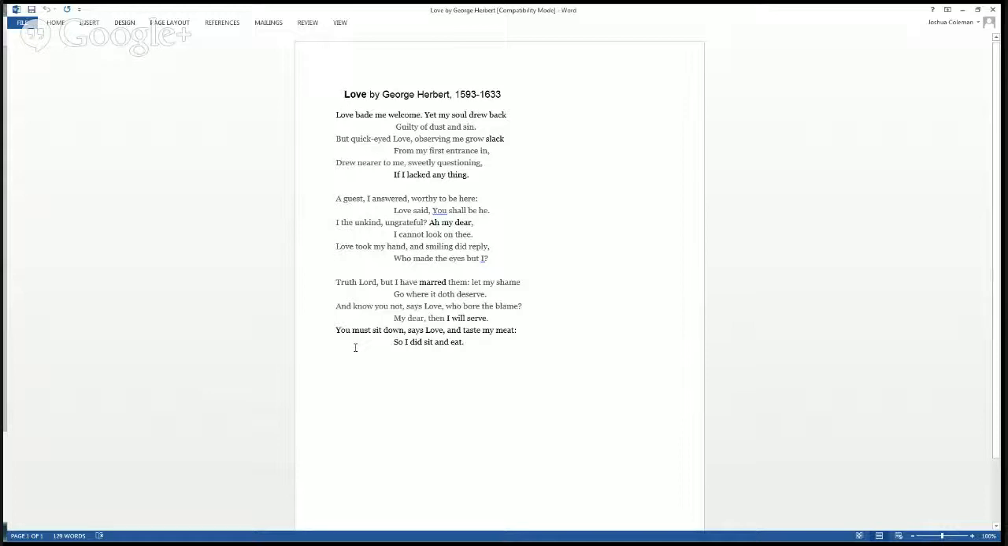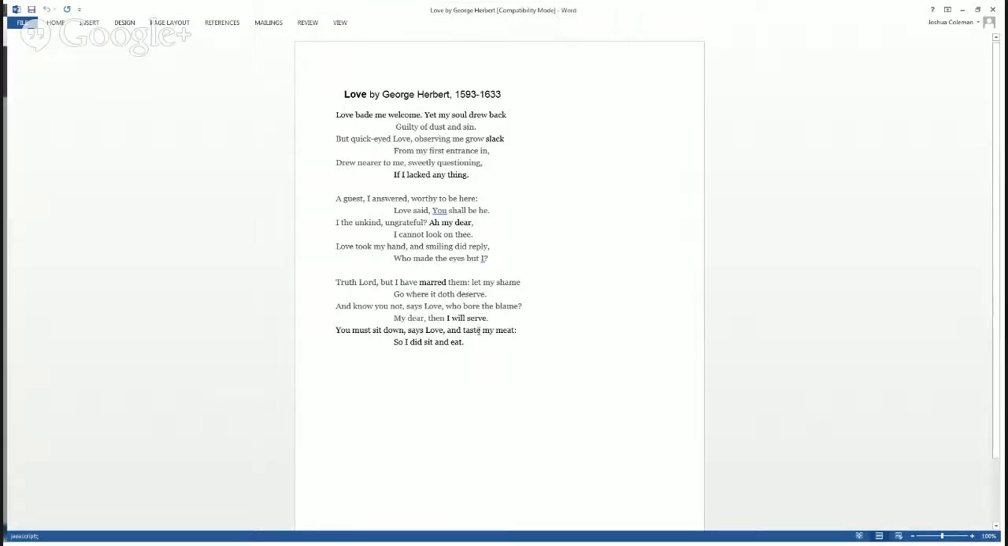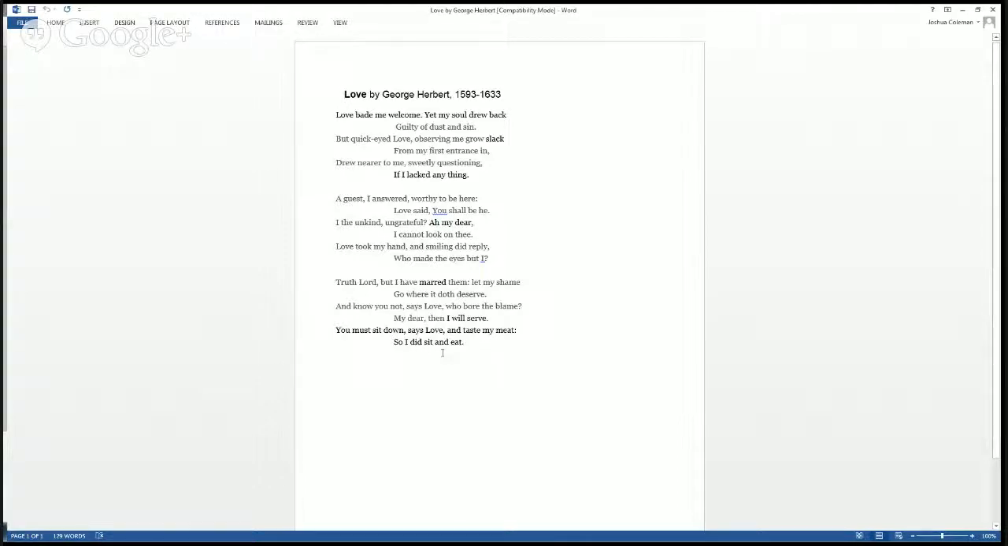But God does not accept him in the role of a servant. He says, you must sit down, says love, and taste my meat. So he's a full and honored guest, and he says, so I did sit and eat. And that means I ate the forgiveness, the grace, everything that God was offering me in that feast. And the final line consists of a few very ordinary words, one syllable each word. And yet it's so profound and so deeply touching when you understand what the whole poem is about.